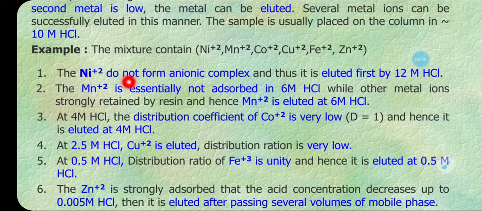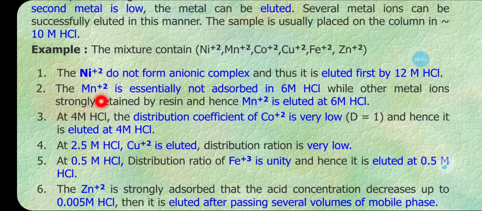The Ni plus 2 does not form an anionic complex, and thus it is eluted first by 12 molar HCl. That means if we add 12 molar HCl, then other than Ni plus 2, the metals form complexes and are retained in the stationary phase, and Ni plus 2 can be eluted first at a concentration of 12 molar HCl.